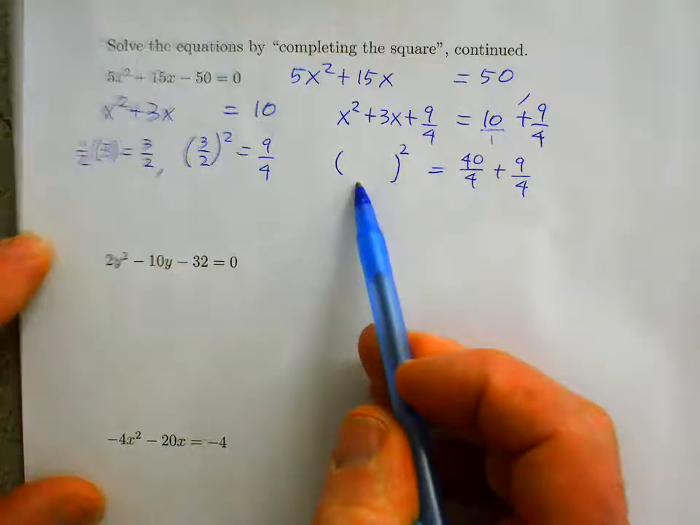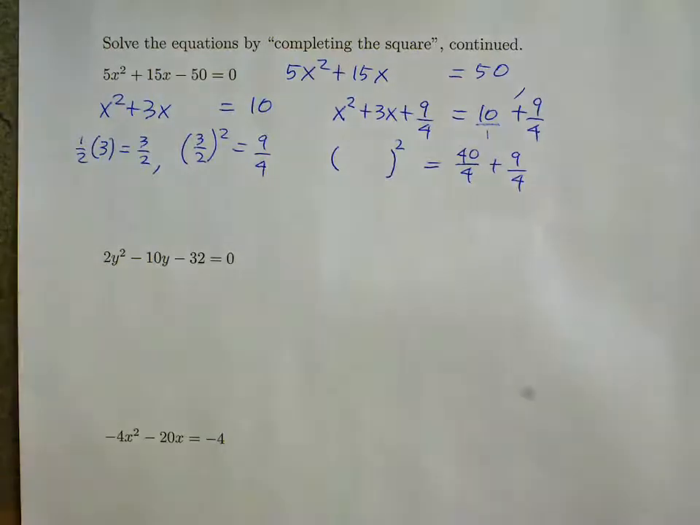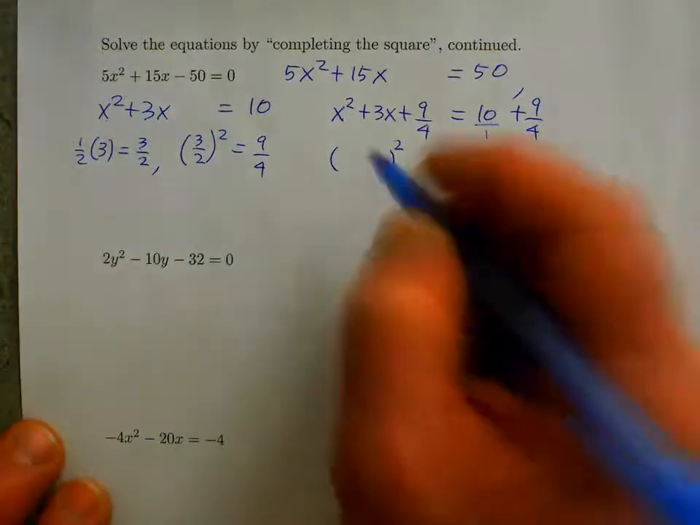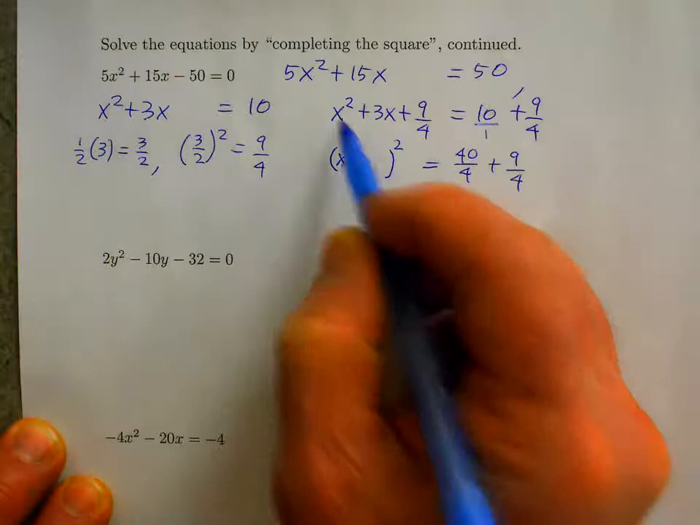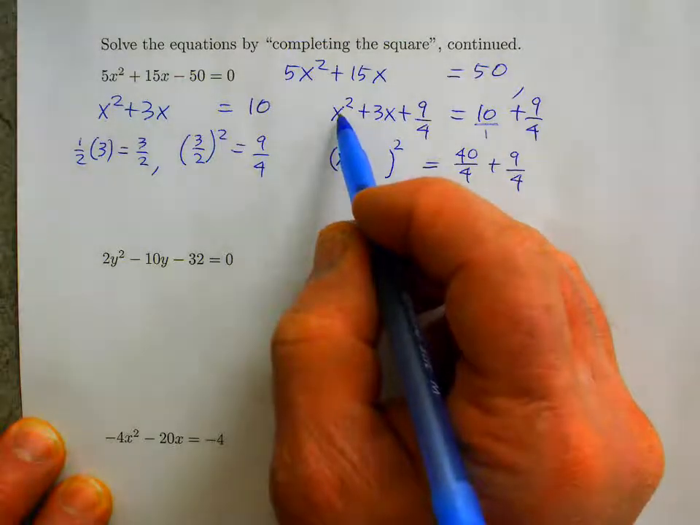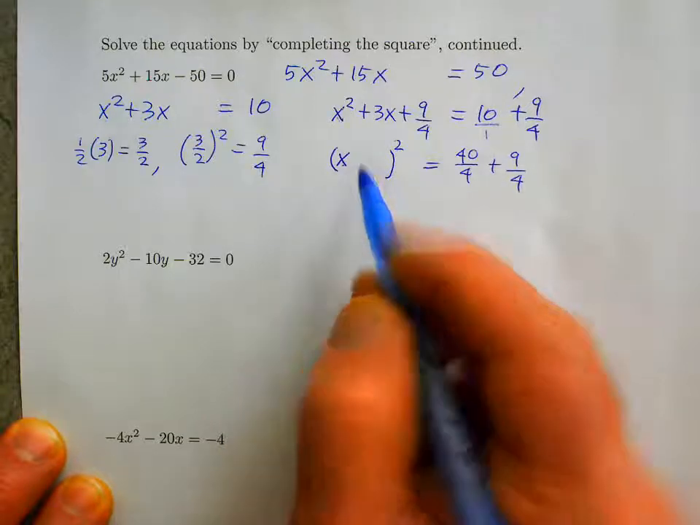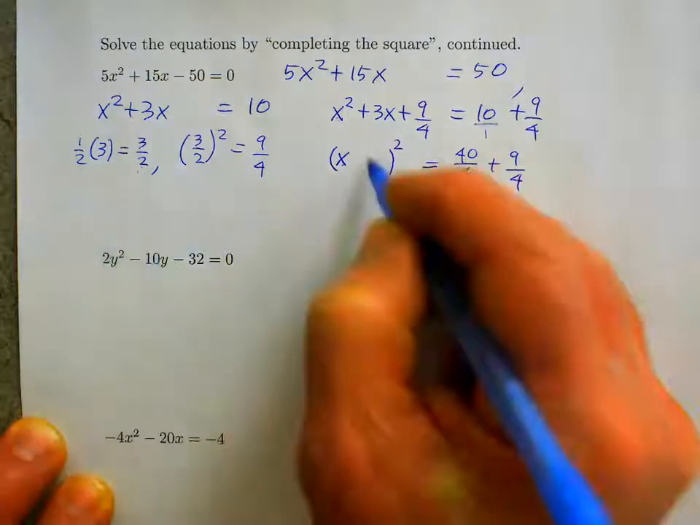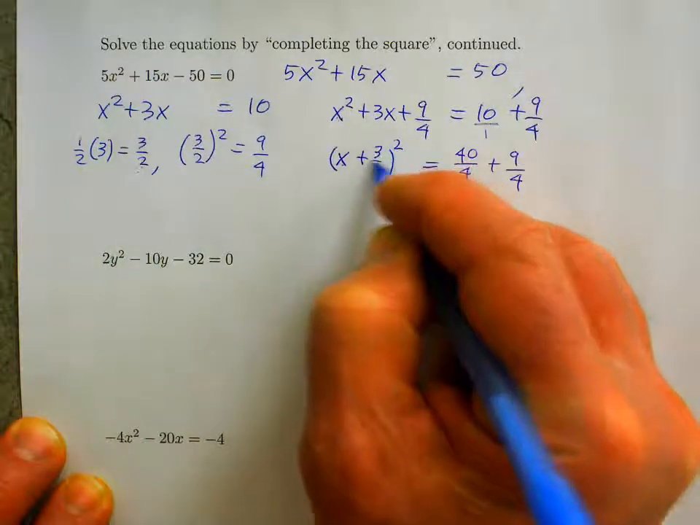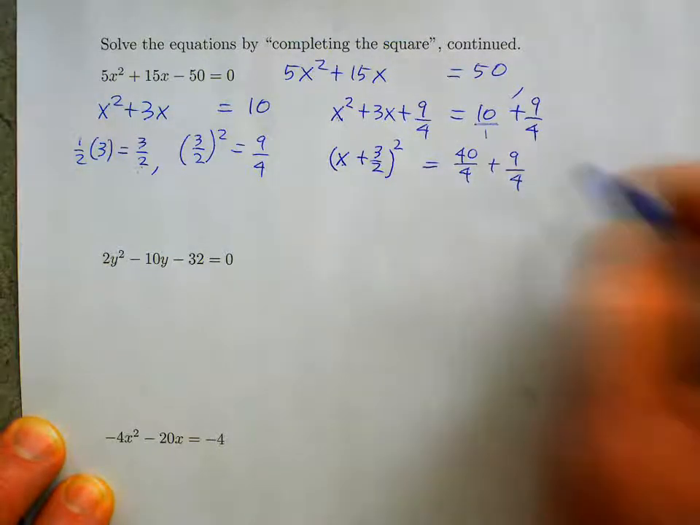So what binomial do we square? X plus 3 over 2. Yeah, x plus 3 over 2. So we know we need an x because the perfect square trinomial has x squared. And then the number that follows is the same number we got when we took 1/2 of 3, which is positive 3/2. So we write x plus 3/2. And 40 over 4 plus 9 over 4 is 49/4.